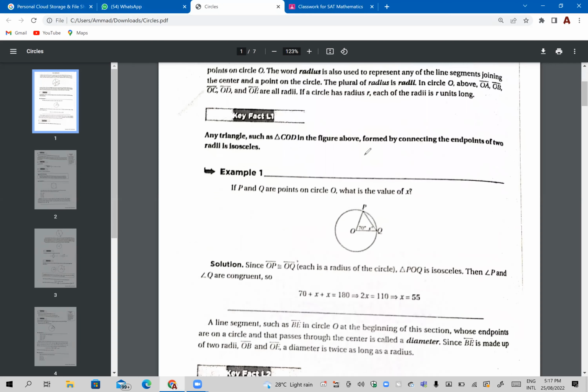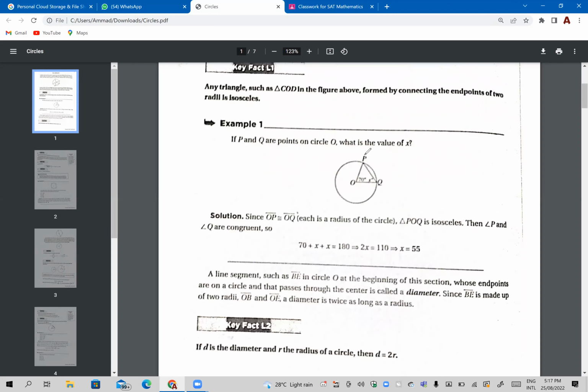Example 1: if P and Q are points on circle O, what is the value of x? If you look at this example, P and Q are two points on the circle, going from the center, so both of these lines are going to be the radii. Both of these are going to be equal.